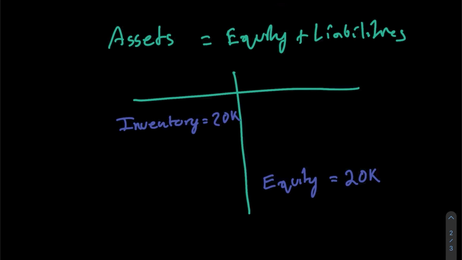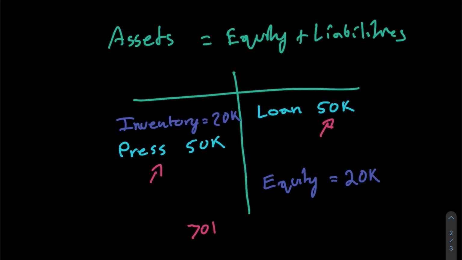Now, let's say now I want to buy a printing press and I take a loan out from the bank to buy a printing press. Once again, as you can see on the right side, the $50,000 loan is a liability, it's something that I owe. And on the left side, the printing press is an asset worth $50,000 and it stays on the left. And again, as you can see on the left side, we have $70,000 equaling on the right side $70,000.